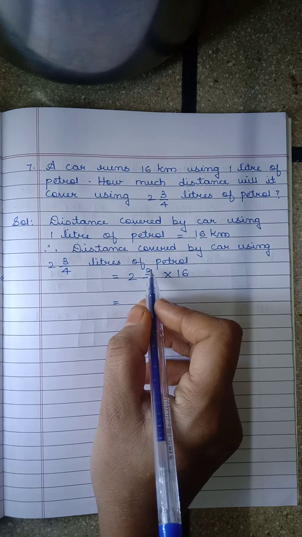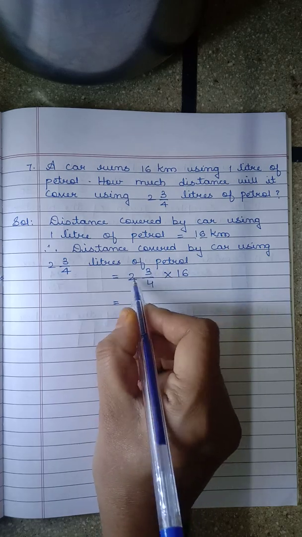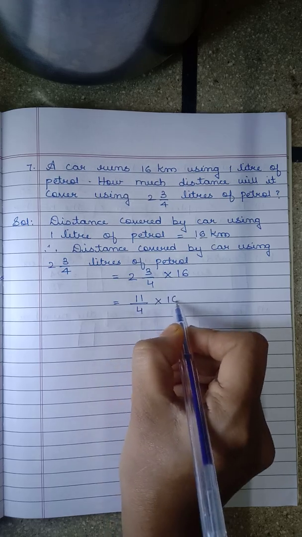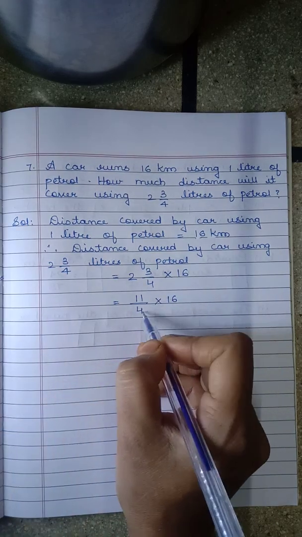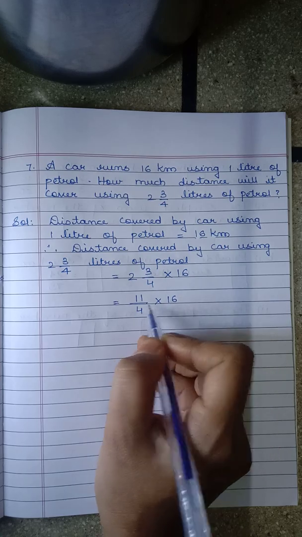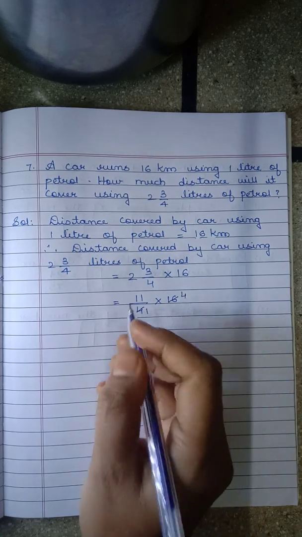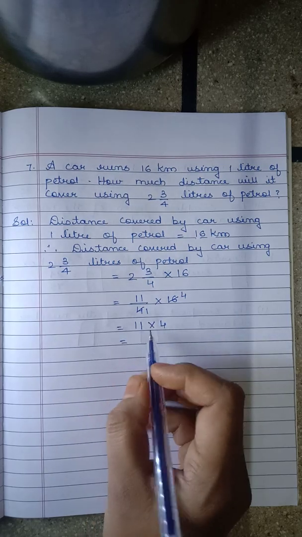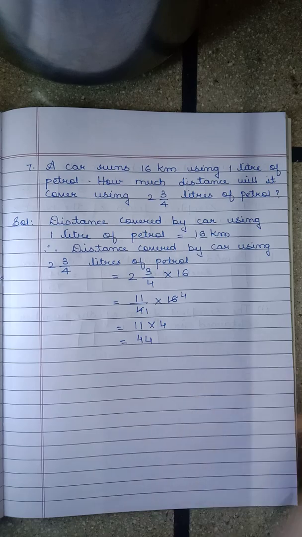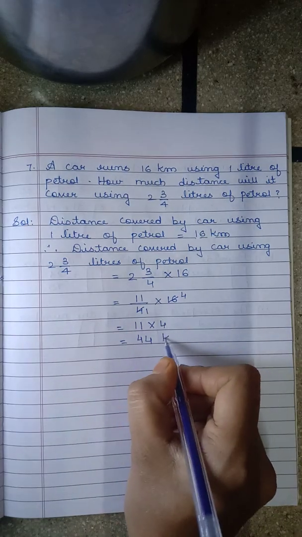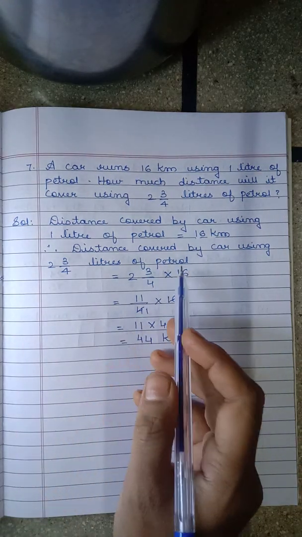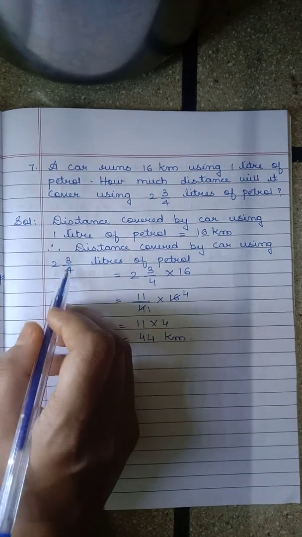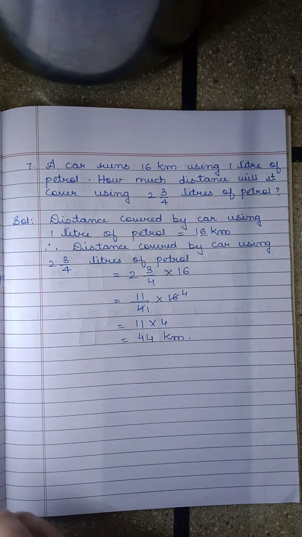Now this is a mixed fraction, convert it into an improper fraction. 4 twos are 8 plus 3, 11 by 4 into 16. Now I have said you can cancel crosswise in multiplication. 4 ones are 4, 4 fours are 16. So remaining is 11 into 4. So 11 into 4 gives you 44 kilometer. So a car will cover a distance of 44 kilometer in 2 integer 3 by 4 liters of petrol.